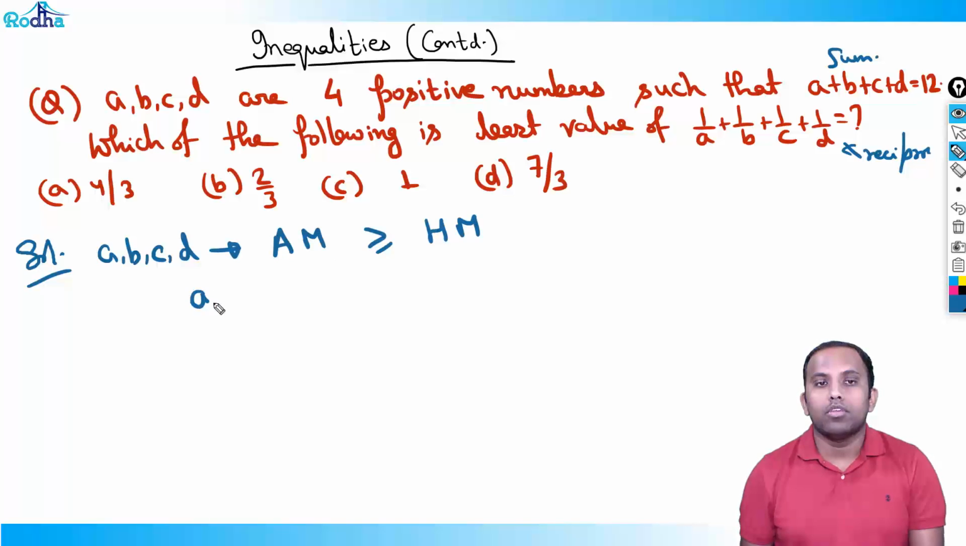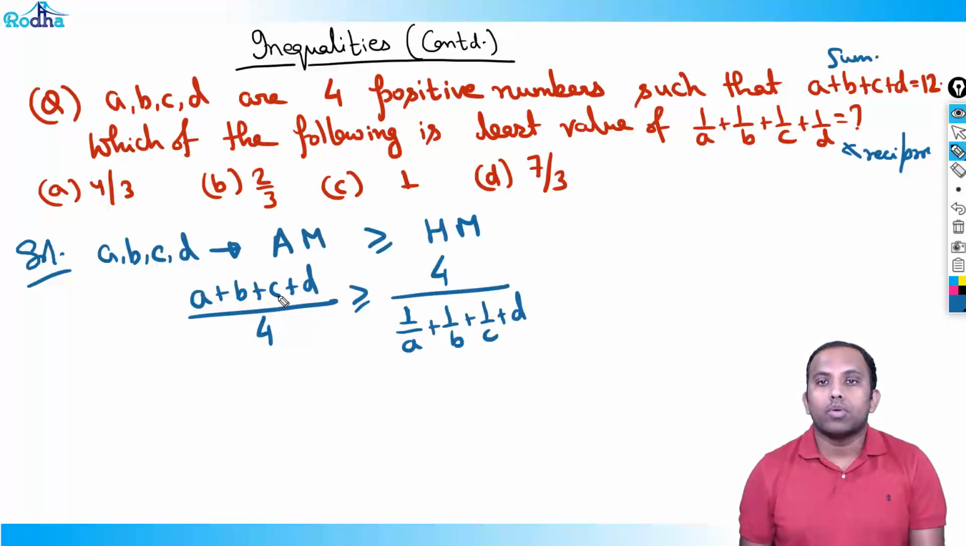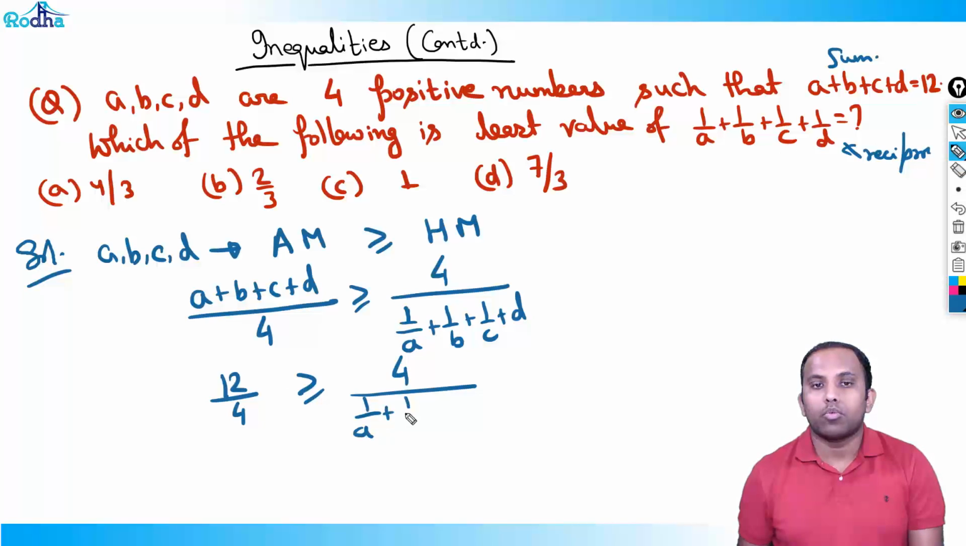Okay, what is their AM? AM is A plus B plus C plus D divided by 4, and their HM is 4 upon 1 by A plus 1 by B plus 1 by C plus 1 by D. A plus B plus C plus D is given as 12. So you can write 12 by 4 is greater than or equal to this whole term, that is 4 upon 1 by A plus 1 by B plus 1 by C plus 1 by D.